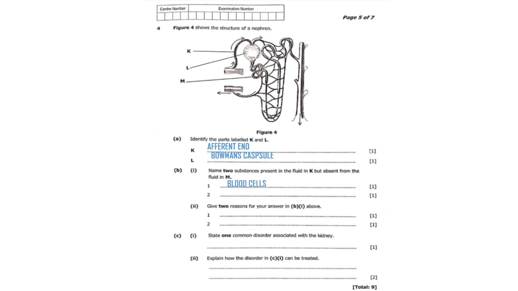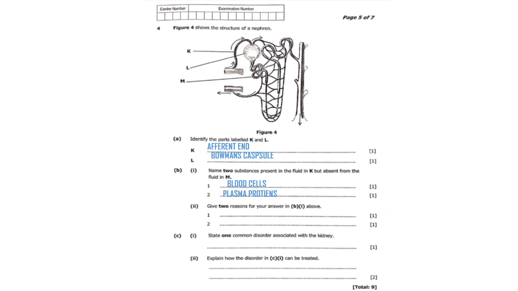So we have one, blood cells are not present in M. Since they are too large, they are not present. And plasma proteins are also not present. They are not filtered out. So once they are not filtered out, they continue their way, as we see the arrow point in that direction, but the rest they continue in tube M. So these were the answers for B1.